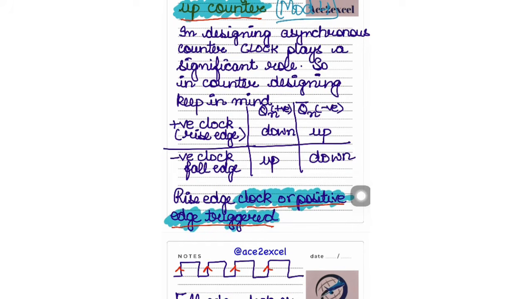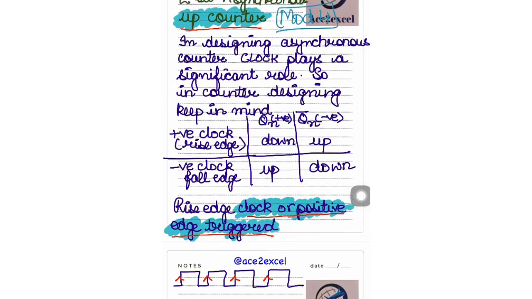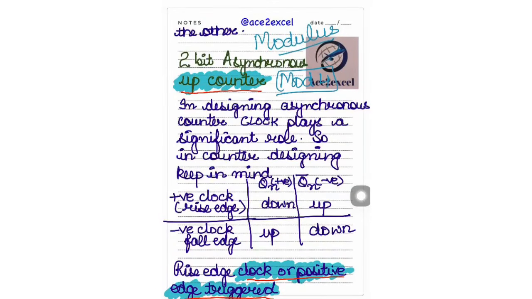Now let's start quickly designing the counters. As we said, we'll be talking about a 2-bit asynchronous up counter.